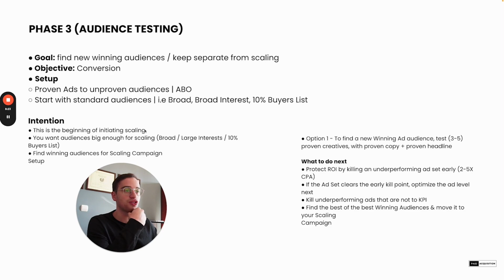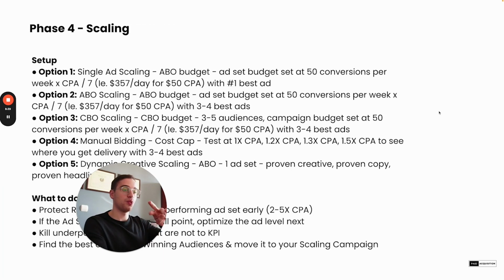Again, this is the beginning of initiated scaling. What do you do? Make sure you have kill points in place to kill any tests that don't perform. And let's be as efficient as possible. Once you find a winner, move it into phase 4. You can scale through 2 or 3 different audiences.